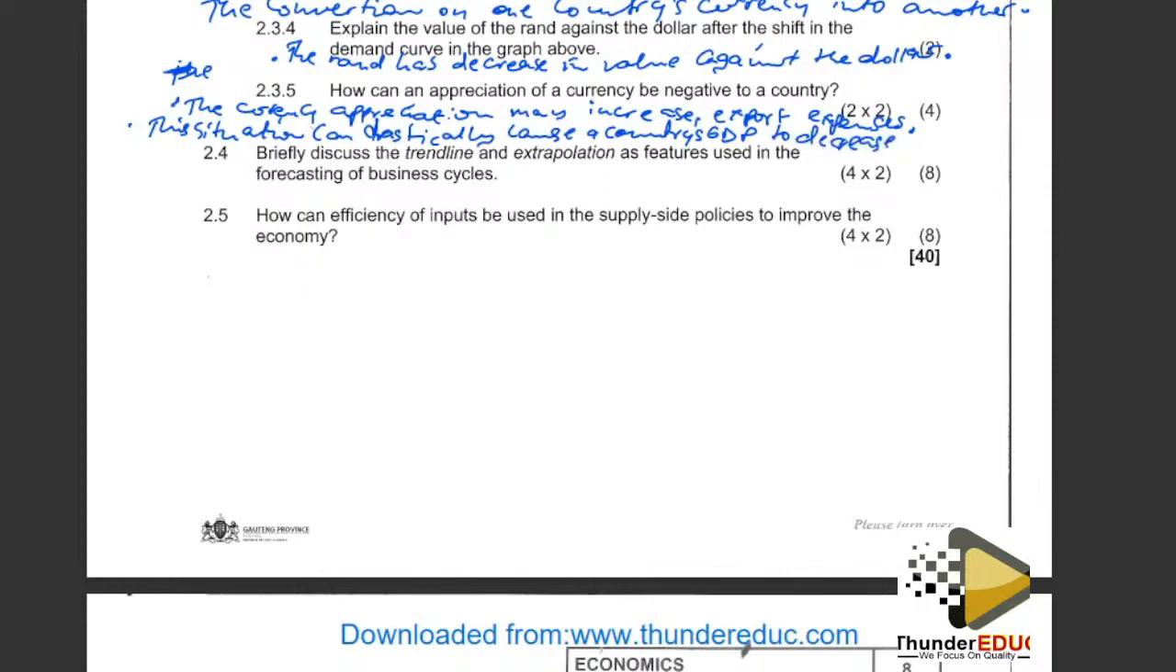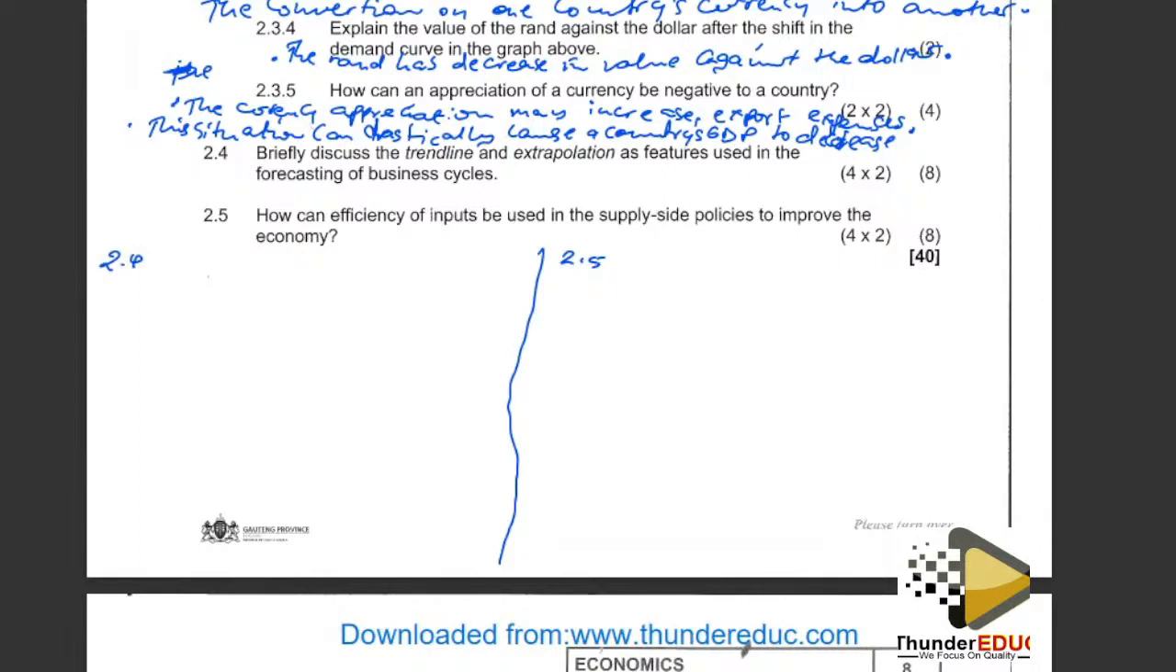Okay, right, great. So now let's move on to the long questions. We have question 2.4, which says: briefly discuss the trend line and extrapolation as features used in the forecasting of the business cycle.